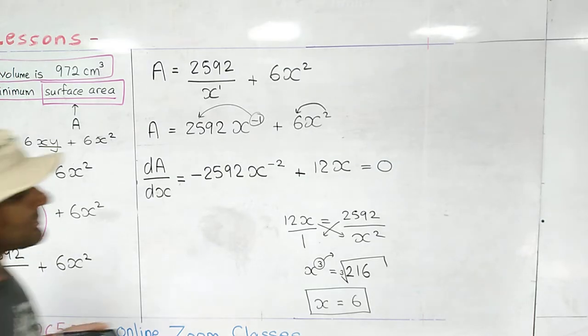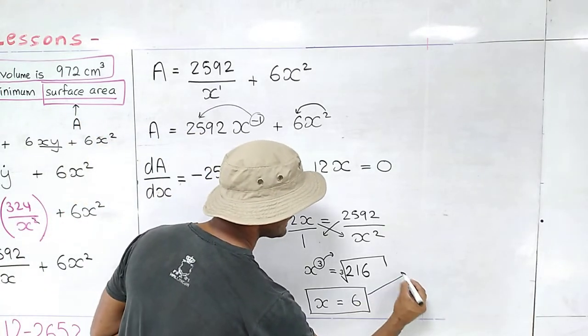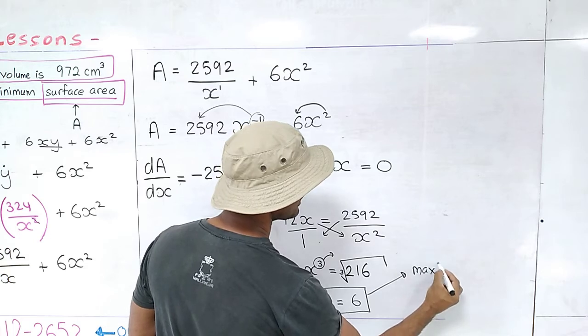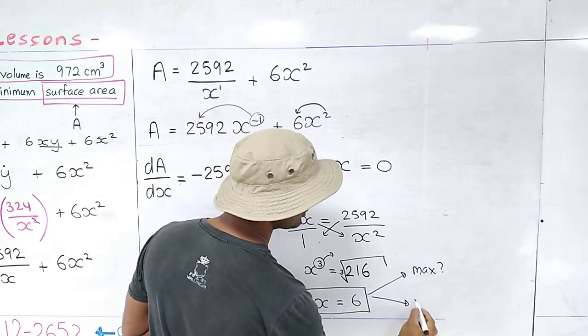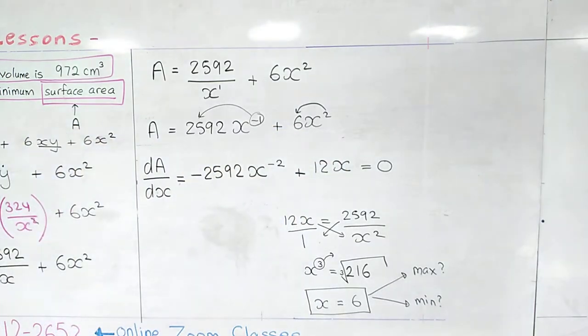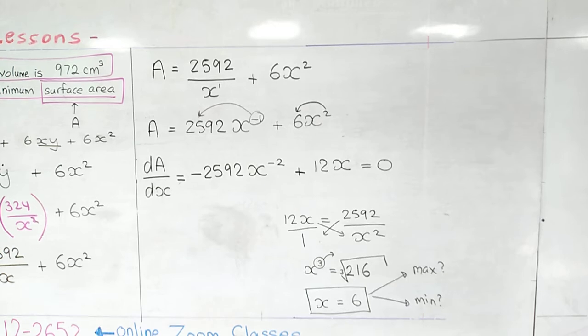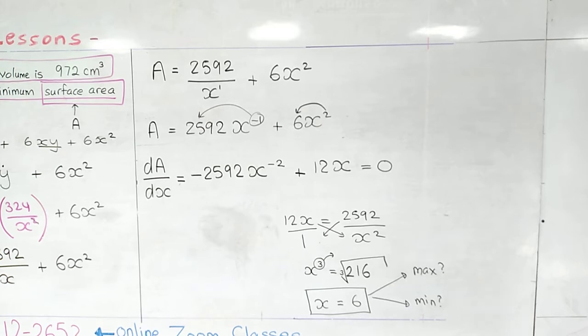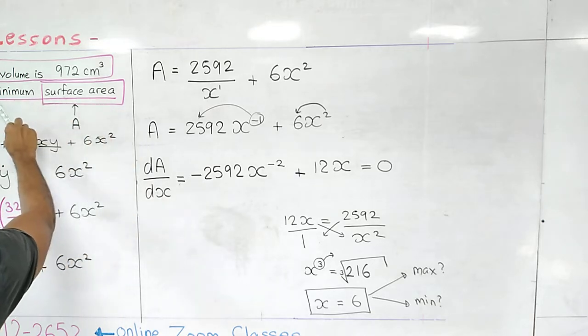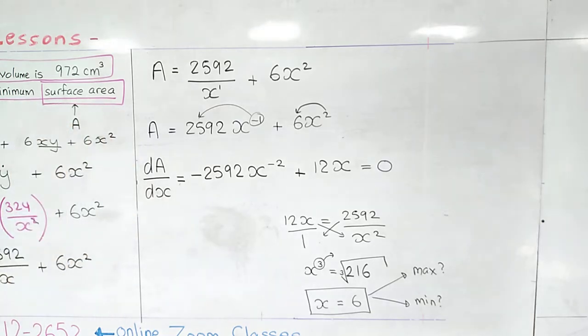Alright, here's the problem. We don't know if this value of x causes a maximum, and we don't know whether it causes a minimum. Remember in the beginning of the question, the examiner had asked us to find the minimum surface area. I know the word gets cut off on the screen, but this word is minimum surface area.